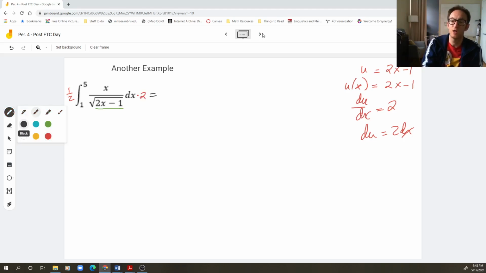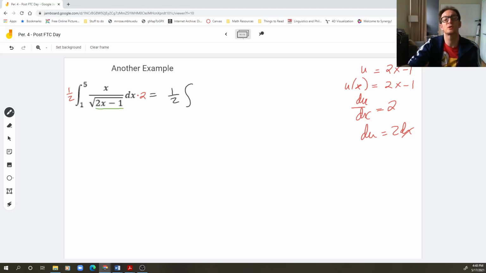Okay, so now what am I doing? I'm transforming this integral into a new integral in terms of just u. So I still have the 1/2. And down here, root 2x minus 1 becomes, of course, root u. That was the whole point. And then 2 dx is just du.